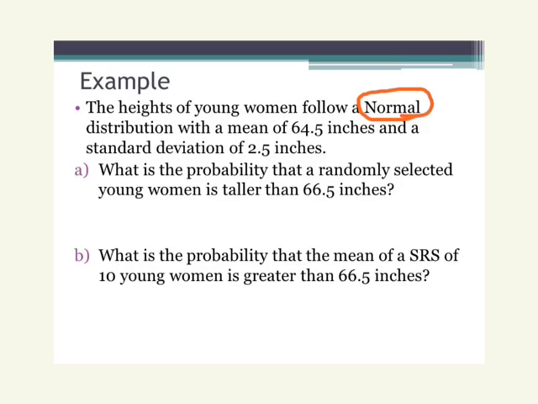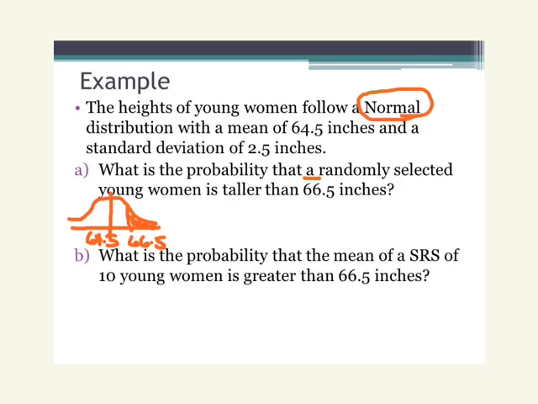Now, notice something here first off. How many women am I selecting in this problem? Well, I'm just selecting one. What is the probability that a randomly selected young woman is taller than 66.5 inches? So this is just a regular old normal distribution problem. If I draw my normal distribution here, I have a mean in the center of 64.5, and we want to find the probability that somebody is greater than 66.5. So we're looking at a normal distribution that looks like this. Again, I want you to get in the habit of drawing out your normal distributions. That's going to help us out as we work through statistical inference.